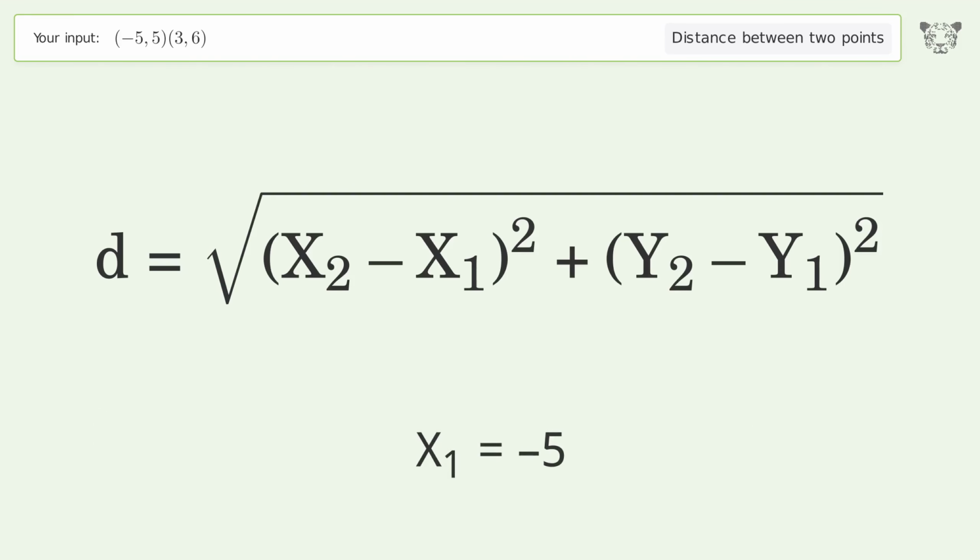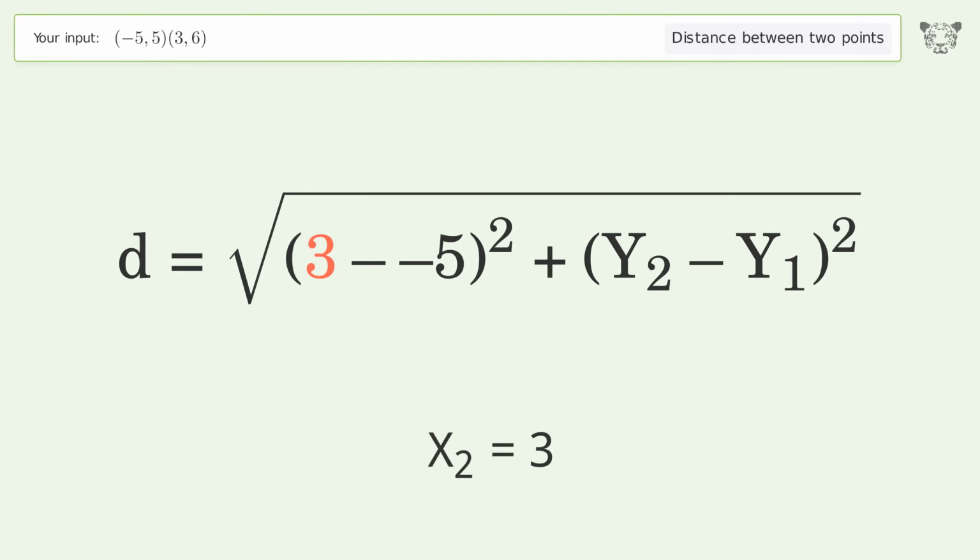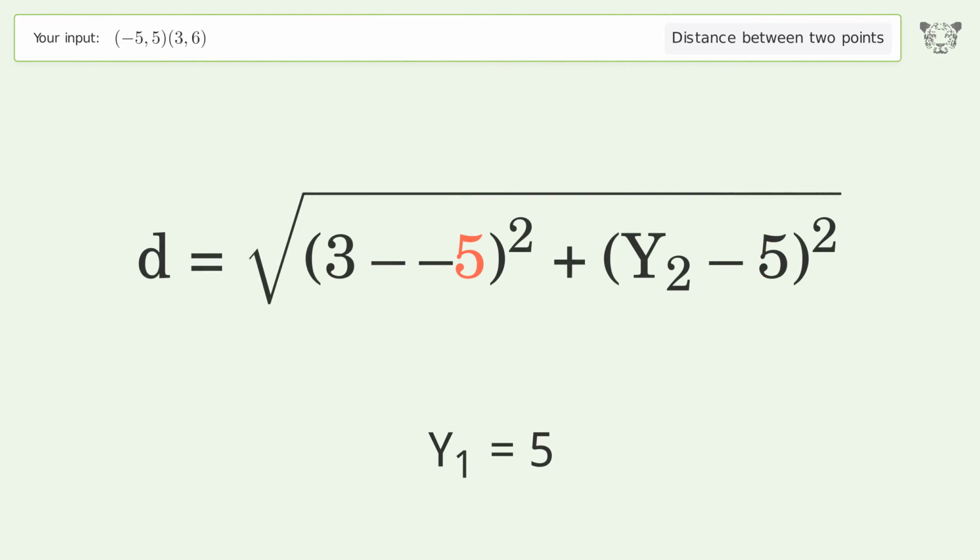x1 equals -5. x2 equals 3. y1 equals 5. y2 equals 6.